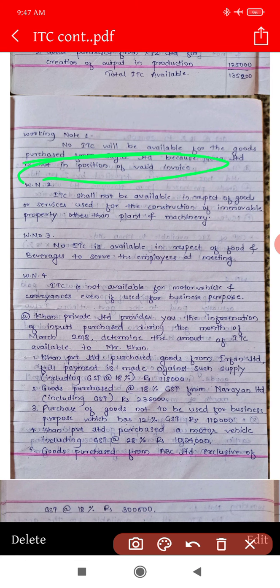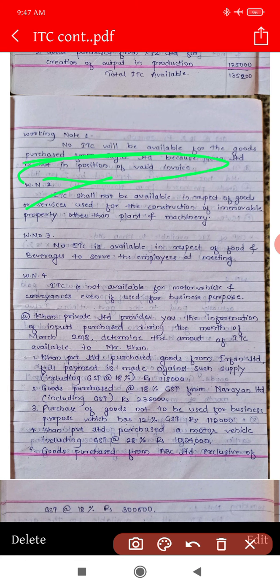Okay. The second condition was when we have purchased goods for the repairs of a building and it has been capitalized in the books of account. So again, input tax credit is not available for the goods or services that are used for any immovable property other than plant and machinery. Yeah, that is also clear. Next one was the food purchase. No ITC is available for the food and beverages purchased which we used to serve the employees in the meeting, but ITC is available for those food and beverages which are used for further supply.